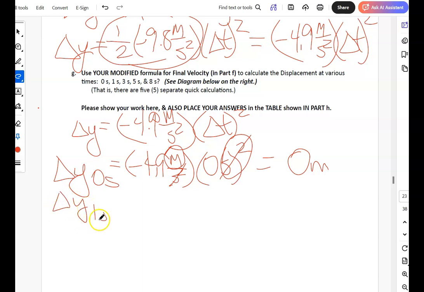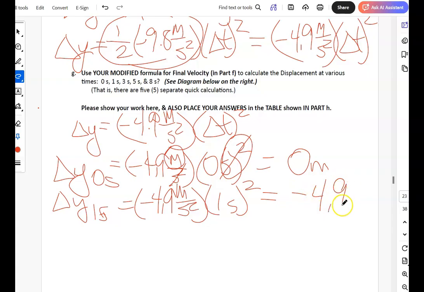At 1 second, we'll substitute in 1 second for the change in time. We have negative 4.9 meters per second squared. And now we're multiplying that by 1 second quantity squared. So that will be still 1, but it'll be seconds squared. We multiply that by negative 4.9, and we have a displacement of minus 4.9 meters. Why is it negative? Because the steel ball is falling downward. It's a downward displacement.